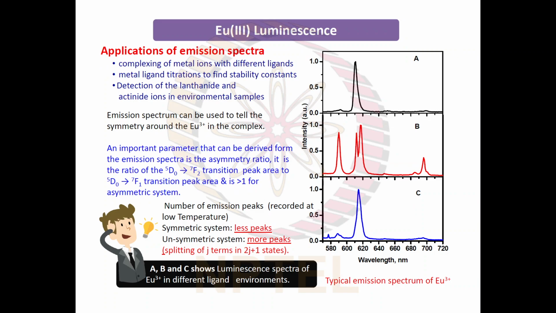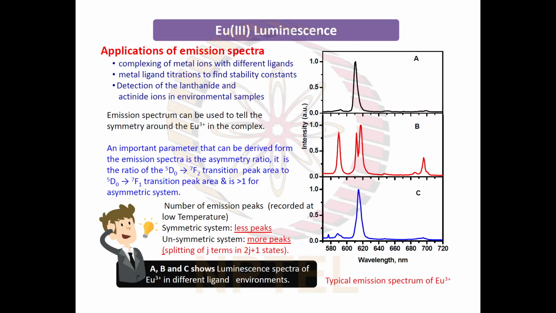Then Eu3+ luminescence applications are like complexing of metal ions with different ligands, metal-ligand titration to find stability constants, and detection of lanthanide and actinide ions in environmental samples. Now, the emission spectrum can be used to tell the symmetry around Eu3+ in the complex. An important parameter that can be derived from the emission spectra is the asymmetry ratio.